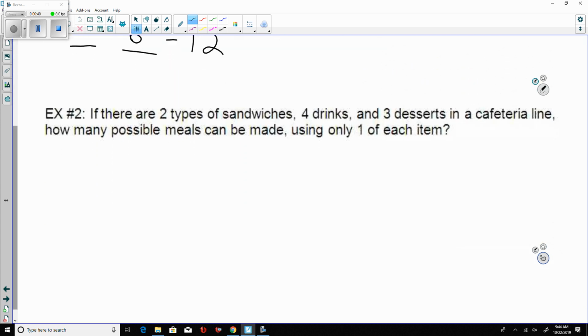Okay. Now, 2 types of sandwiches, 4 drinks, 3 desserts in a cafeteria. How many possible meals can be made using one of each item? So we have our sandwiches, our drinks, our desserts. Sandwiches, 2. How many drinks? 4. And then how many desserts? 3. Okay, so you multiply everything together, however you want to do it. 2 times 4 times 3, 3 times 4 times 2, whatever, and you get 24. So 24 possible meal selections.